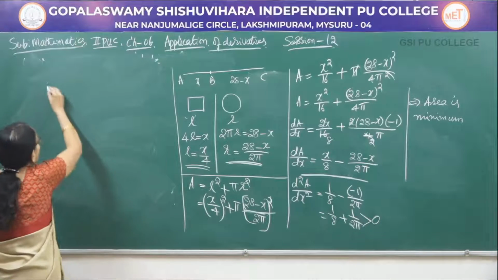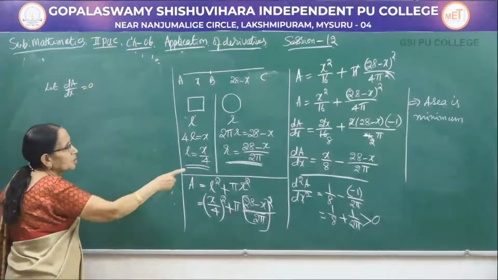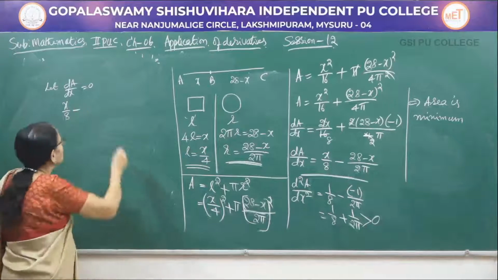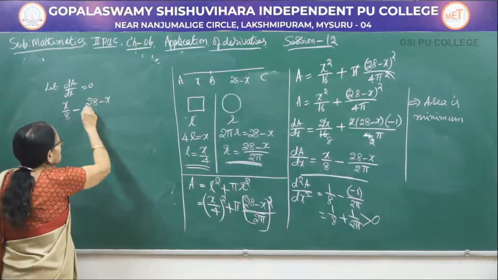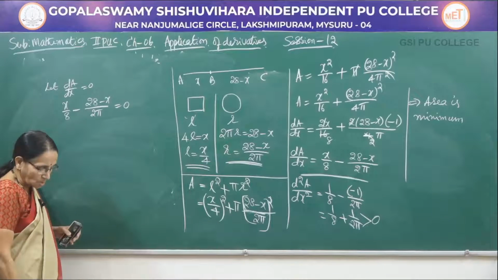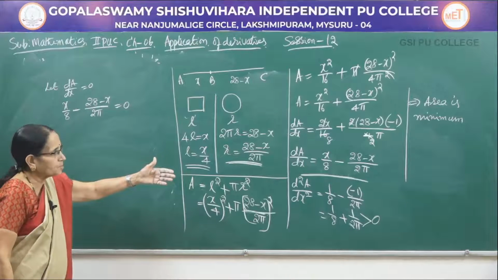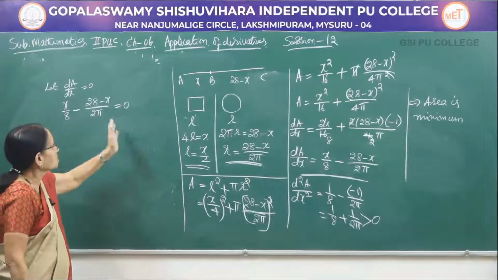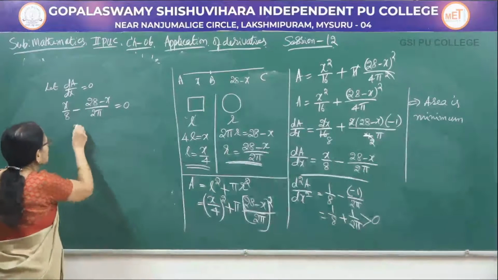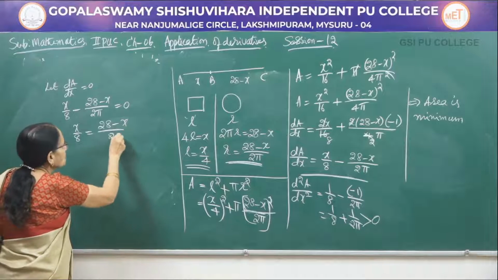What is the first derivative? Let dA by dx be equal to 0. dA by dx, underline that one. It is x by 8 minus 28 minus x divided by 2 pi is equal to 0. So with the help of this one, I can get the value, because we are confirmed that the area is minimum. Therefore, at that critical point, the first derivative must be 0. That is x by 8 equal to 28 minus x divided by 2 pi.